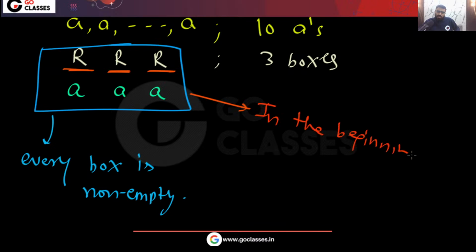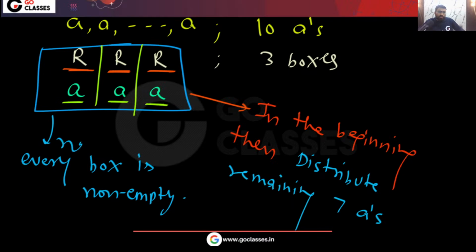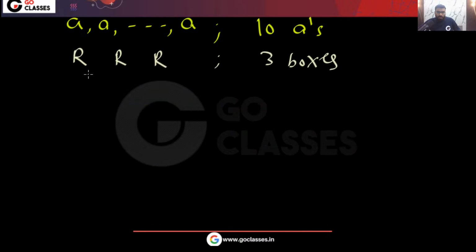In the beginning you can do this, and then distribute the remaining 7 A's. Is this clear? Please tell me, is this understood? Very simple point. All the boxes must be non-empty. So to every box I am giving 1A so that they are non-empty. Now every box is non-empty. So now you can just simply distribute the remaining 7 A's.